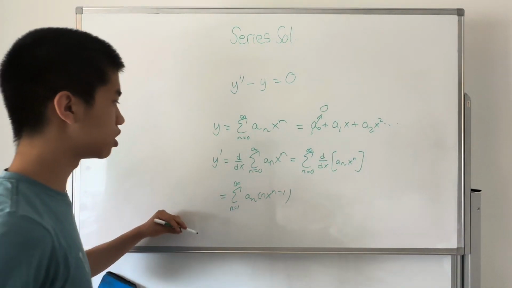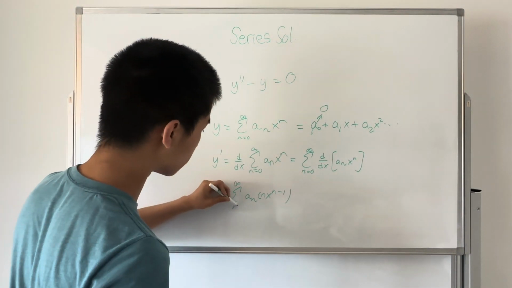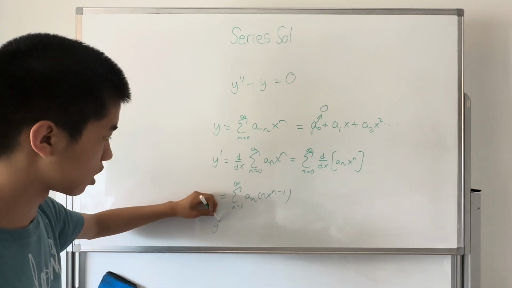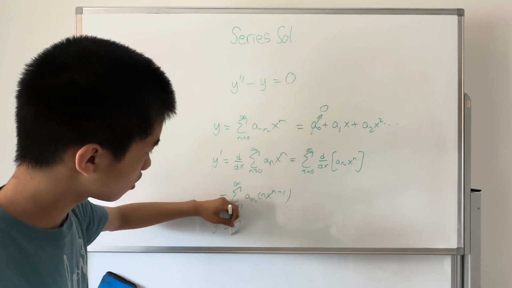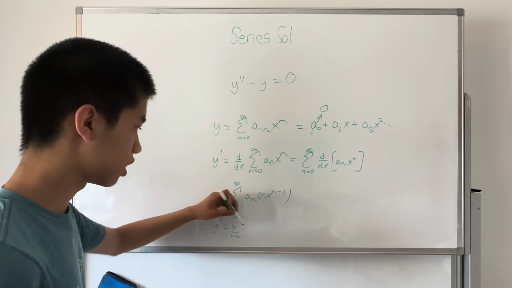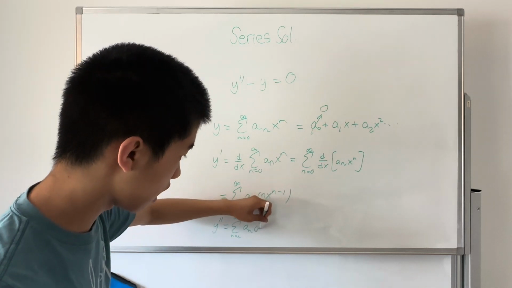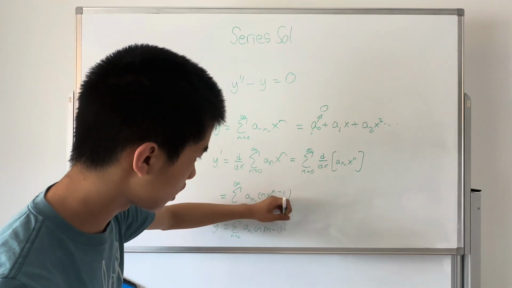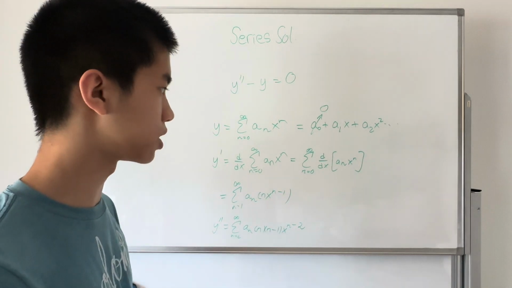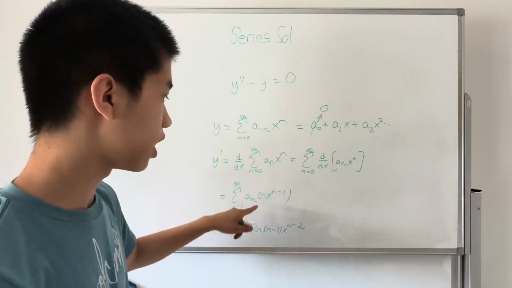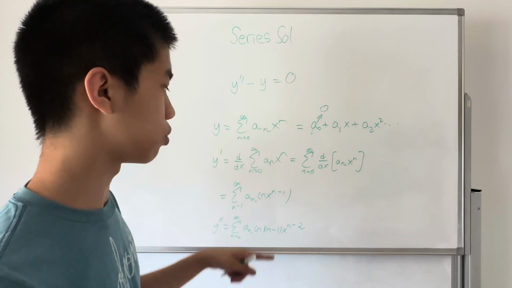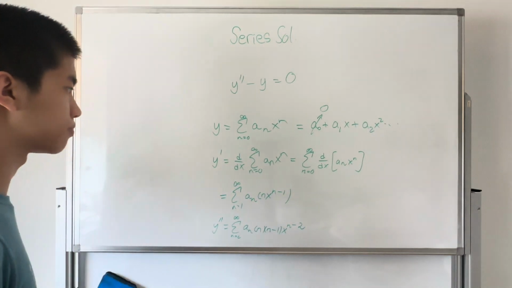Then you can differentiate y prime to find y double prime. For y double prime, you can change the index again, start off at 2, and go to infinity. This time you'll have a of n times n times n minus 1, x to the n minus 2. You're just using the power rule. And this is all possible because a of n is just a constant, so you could just differentiate with respect to x and you'll be fine.